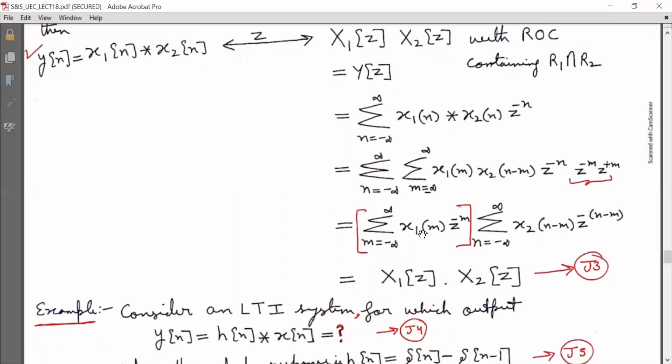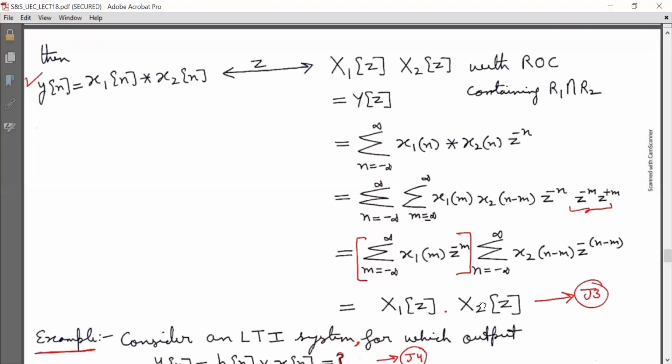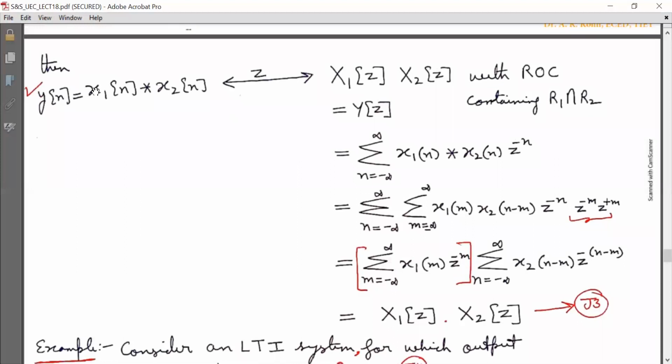Now we will look at this term in the bracket. It is equal to X1(z), and this summation term is equal to X2(z). So Y(z) is equal to X1(z) into X2(z). So it is clear that if two sequences in the time domain are linearly convolved, then their z transforms are going to be multiplied in the z domain. That is, when x1(n) linearly convolved with x2(n) is z transformed, we will get X1(z) into X2(z), and the ROC will be R1 intersection R2.